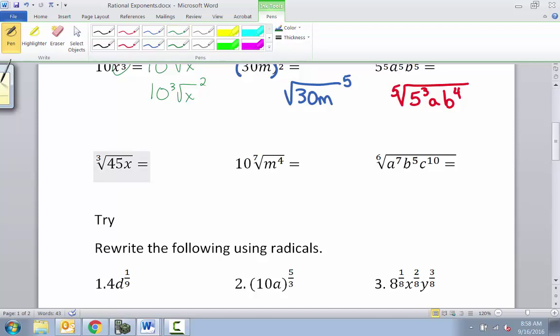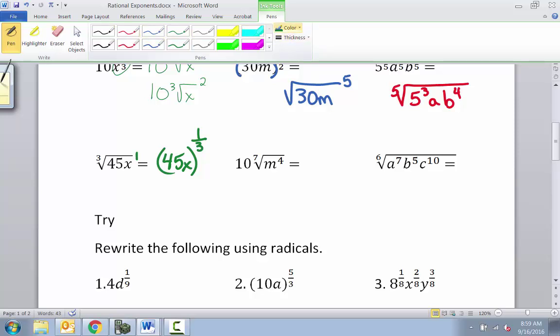Slightly simpler one, cube root of 45x. Now we're going the other way around. So 45x have both the exponents because it's in the radical. So 3 is my index, and it becomes my denominator. And I don't have any exponents, so really it's 1, so it's 1/3. So the cube root of something is anything to the 1/3 power.